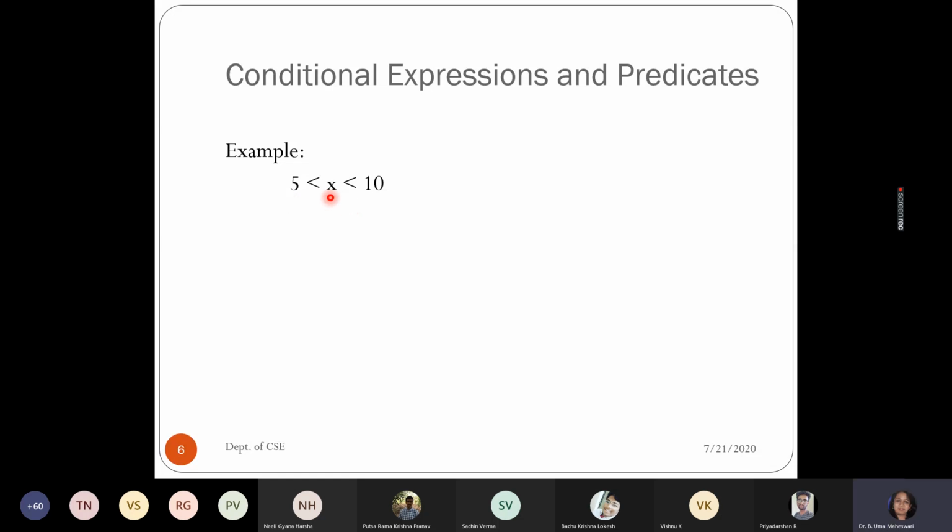Mathematically, I say 5 less than x less than 10. And I know the meaning, but in a Lisp, I have to write a procedure.